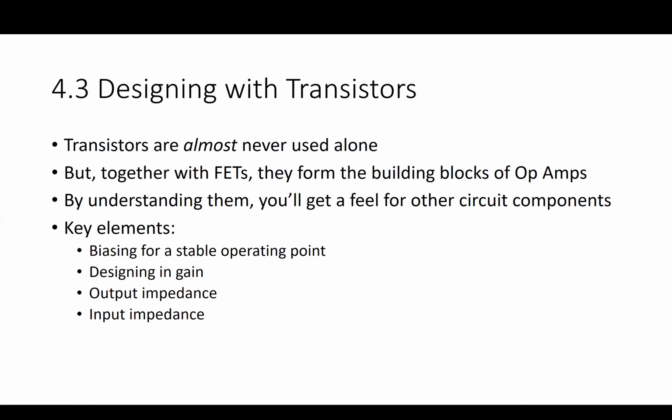The topics I'm going to cover are biasing a transistor so it can operate in that linear region we looked at before when we traced our VCE versus IB. How to design a given gain for a transistor amplifier, and we're going to look at the output and input impedance when we use this, in particular when we design the biasing circuit and then make an amplifier from the transistor.